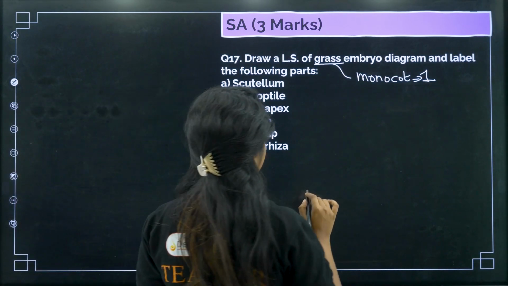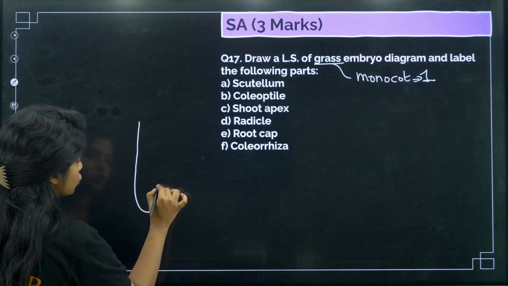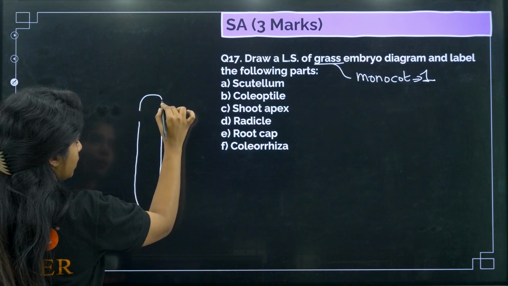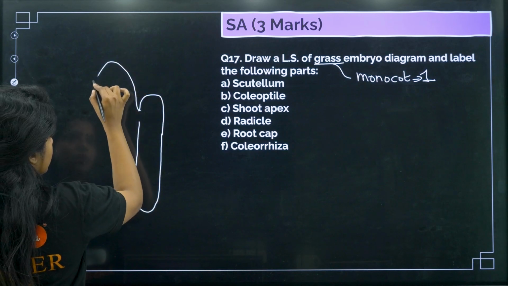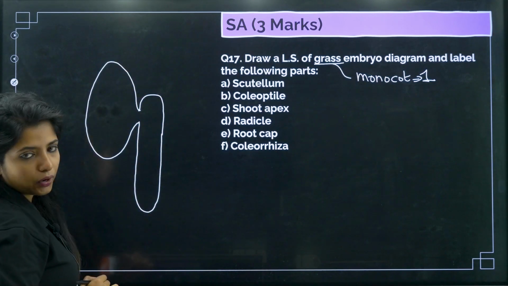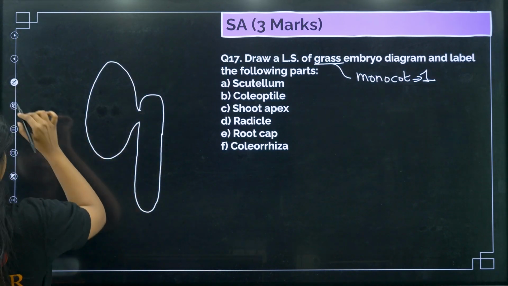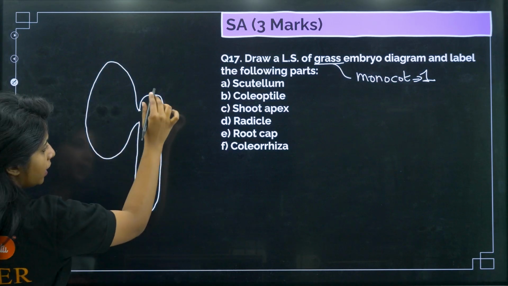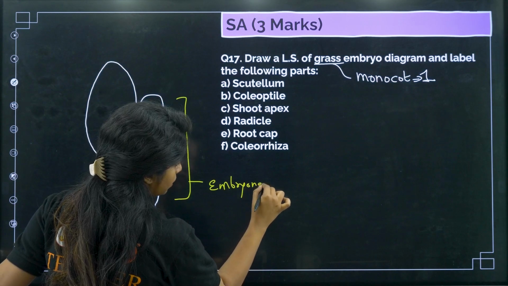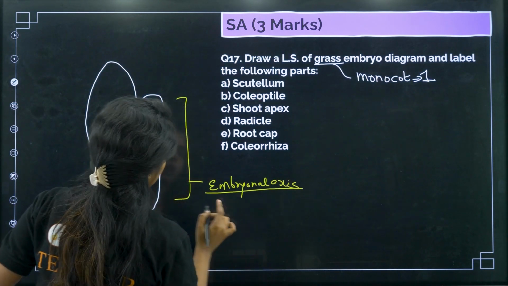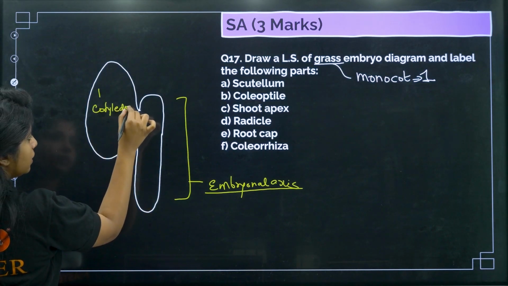Cool. So how can I make this? In an embryo there will always be an embryonal axis which goes like this. And suppose you have one cotyledon over here. So I will make one cotyledon like this, and I will name it later. For your understanding, this whole thing that you see over here is the embryonal axis. Now, this is the one cotyledon that I am having.